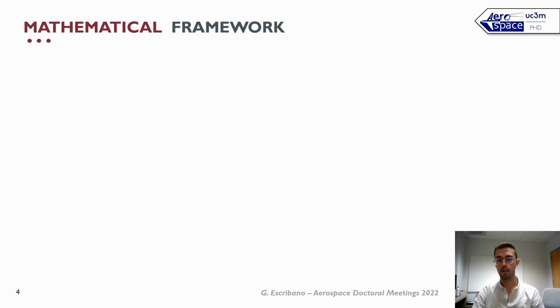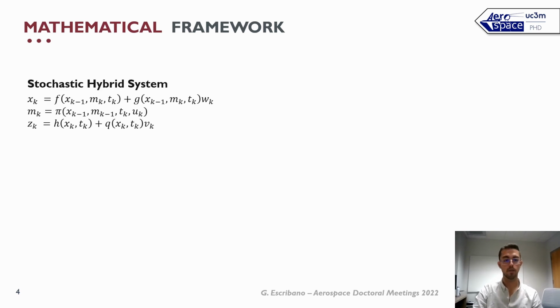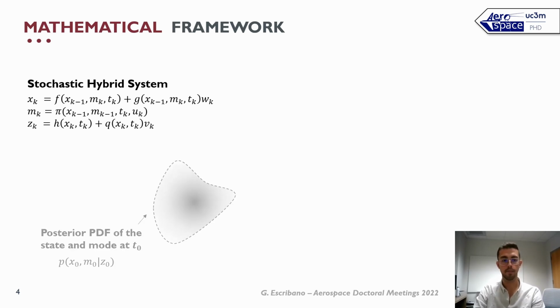The problem to solve is essentially the sequential state estimation of a maneuvering target, and for this we use the stochastic hybrid systems formulation. Here X represents the state of our target, and M is the mode between two subsequent observations, and these observations or measurements are denoted as C.